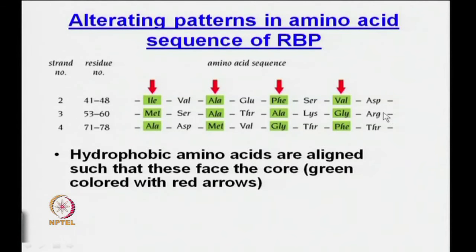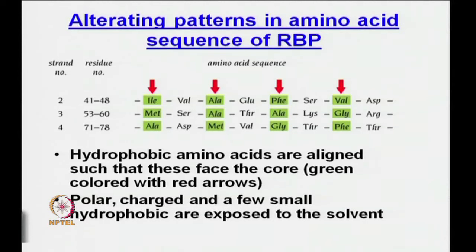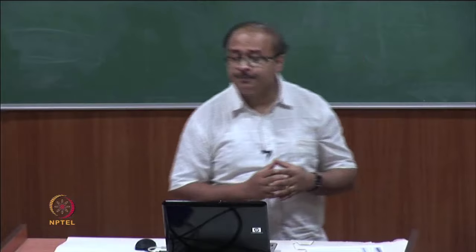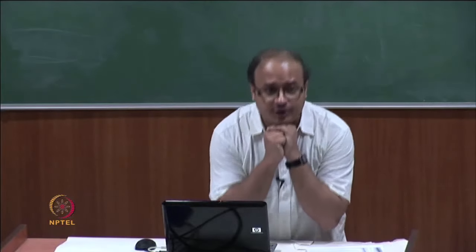So, the hydrophobic amino acids are aligned such that they face the core. That means they are facing the core, the green colored with the red arrows, these are the hydrophobic amino acids. The polar, charged and a few small hydrophobic ones are the ones which are exposed to the solvent. So, it is kind of alternate: one is hydrophobic, goes inside the core, the other one stays outside, the next one goes inside, the next one stays outside. That is why it is called an alternating sequence. So, that was one about the retinol binding protein.